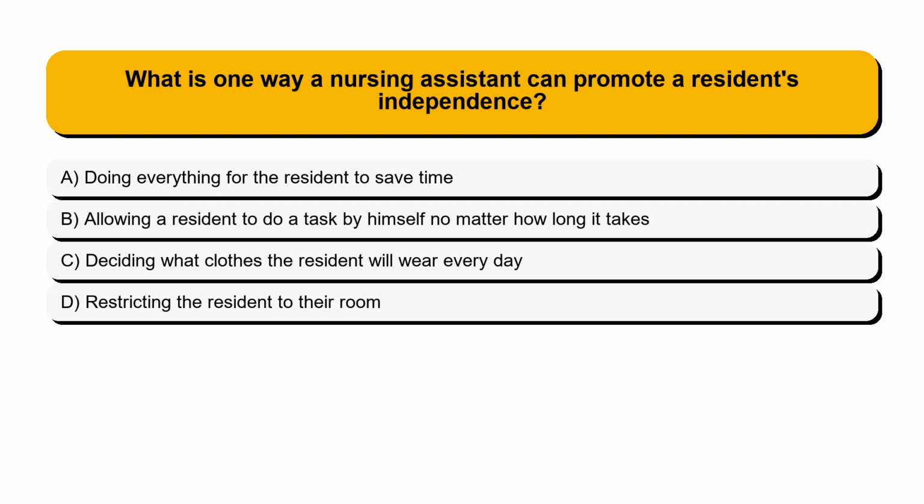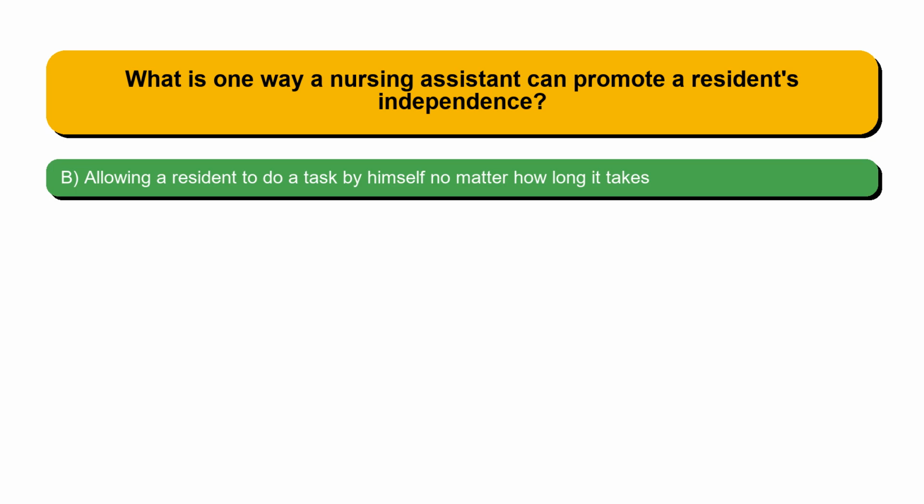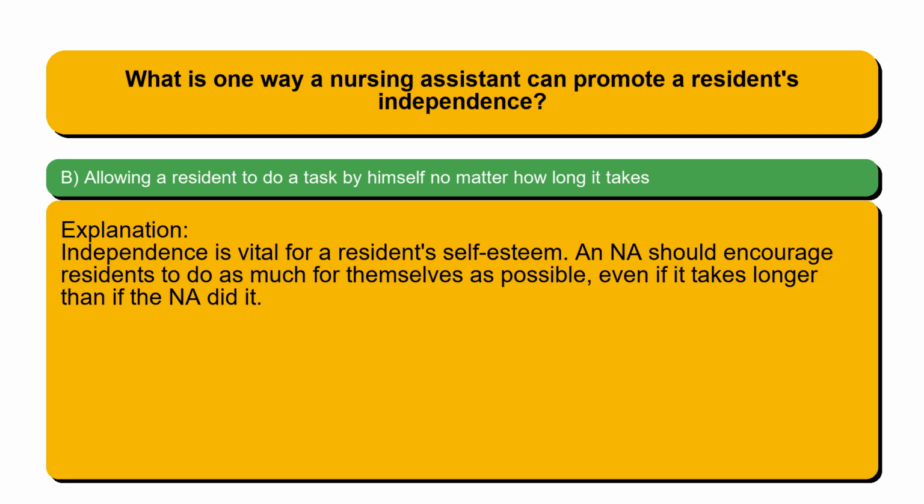Option B, allowing a resident to do a task by himself no matter how long it takes. Option C, deciding what clothes the resident will wear every day. Option D, restricting the resident to their room. The correct answer is option B, allowing a resident to do a task by himself no matter how long it takes. Independence is vital for a resident's self-esteem, and the NA should encourage residents to do as much for themselves as possible, even if it takes longer than if the NA did it.